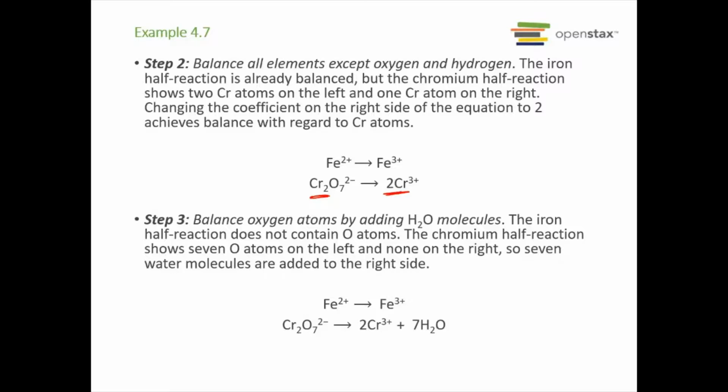So that's step 2. Step 3, you're going to balance your oxygens by adding water molecules. Sometimes you have to do this to both half reactions, sometimes neither, sometimes only 1. In this case, we don't have any oxygens in the iron equation, so that's fine. But in the chromium, I have 7 oxygens on the reactant side. So I need to add 7 waters to the product side. So now I have 7 oxygens on either side.